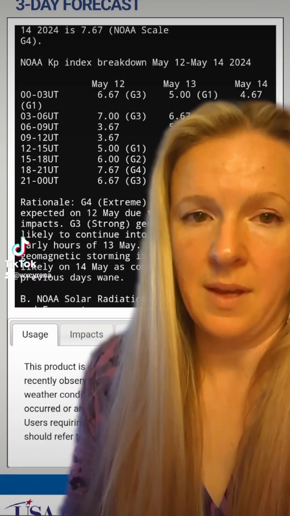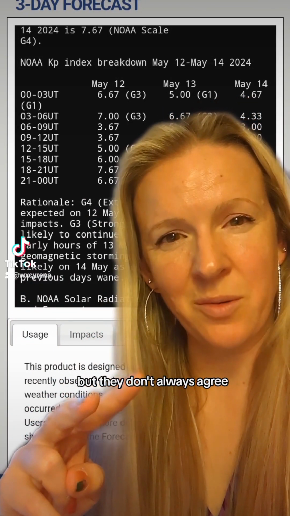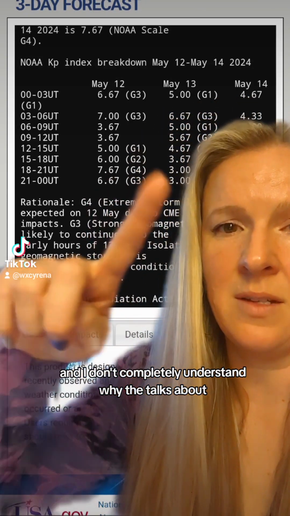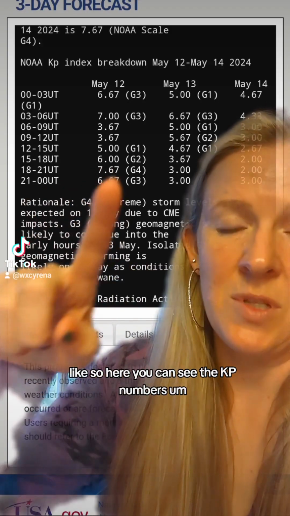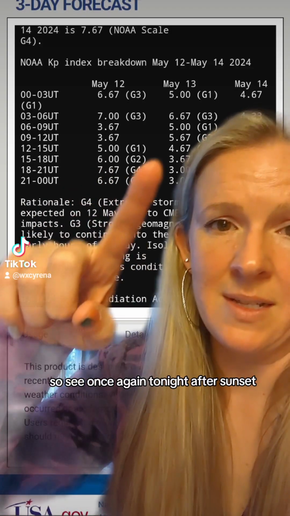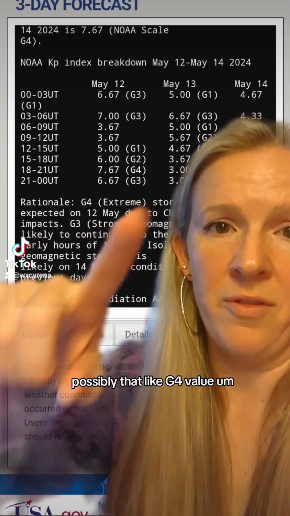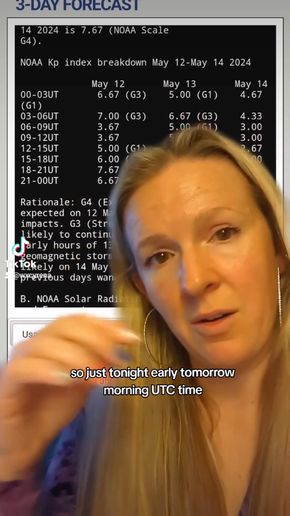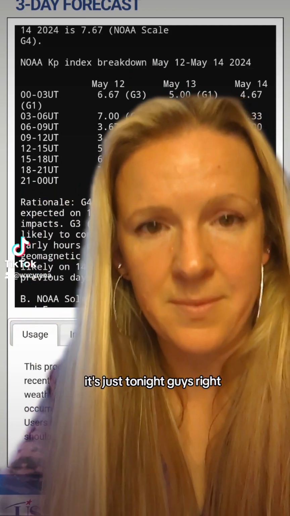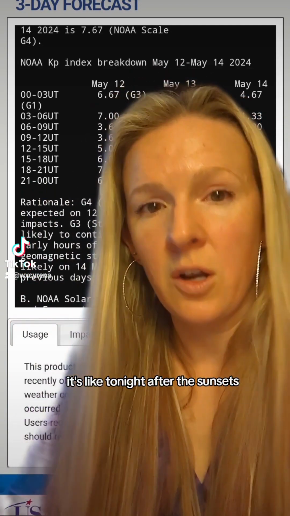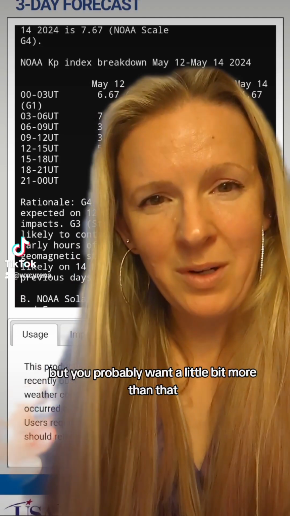and it looks like that value is going to be dropping. They have another forecast on their page, but they don't always agree, and I don't completely understand why. That talks about what level you're going to see. So here you can see the KP numbers. So seeing once again tonight after sunset, possibly that G4 value. So just tonight, early tomorrow morning UTC time, which is really just tonight, guys. It's like tonight after the sun sets. Go take a look. But you probably want a little bit more than that.